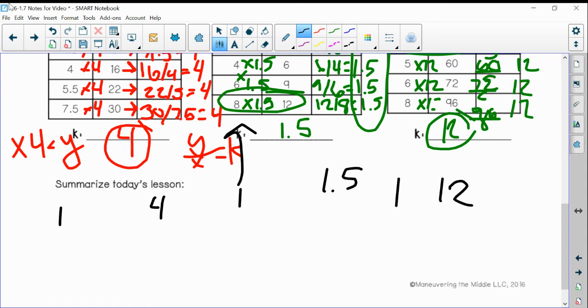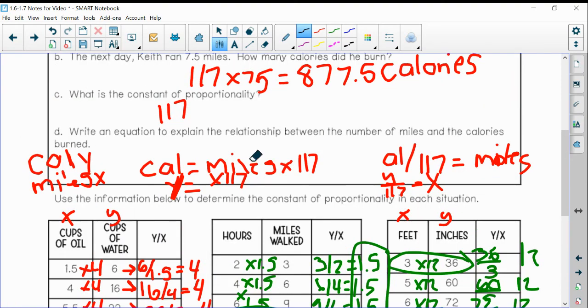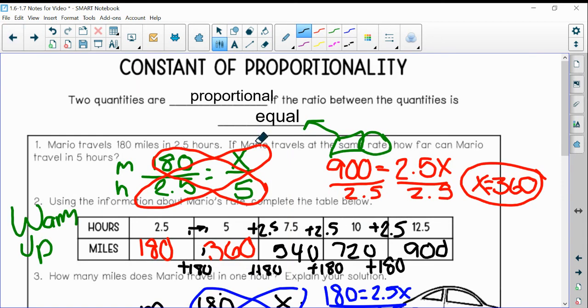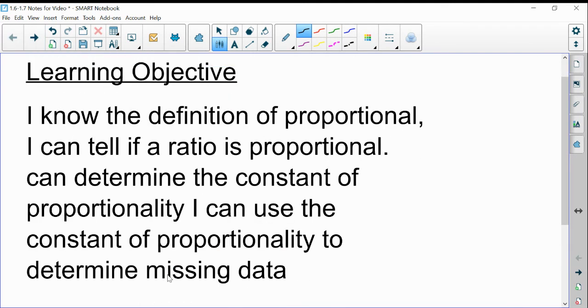All right. So I kind of walked you through your summary, but make sure with your notes you include a summary where you talked about what we learned with that constant of proportionality, how to find it, what it is. Make sure you answer our objective in your summary.